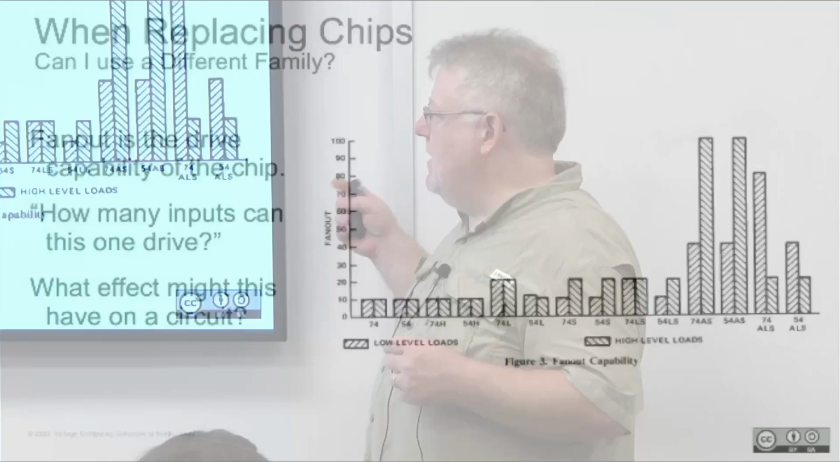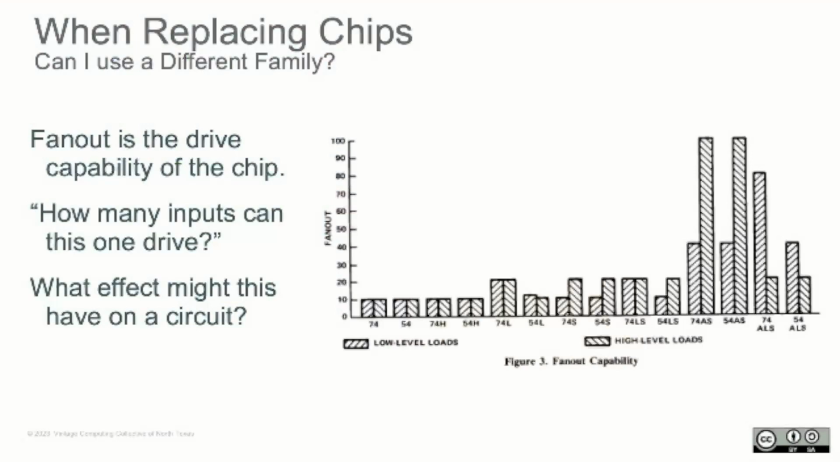Now, when replacing them, can I use a different family? The answer is a little more complex because it really depends on the circuit. Because you have fan out capabilities like the 74AS and 54AS, you're going to replace them like for like. You're not going to replace those with a 74LS, unless what? It's a pretty simple circuit.